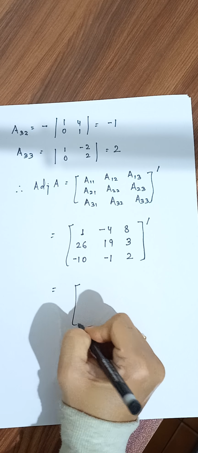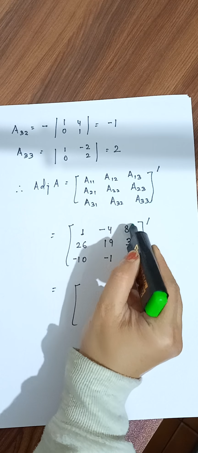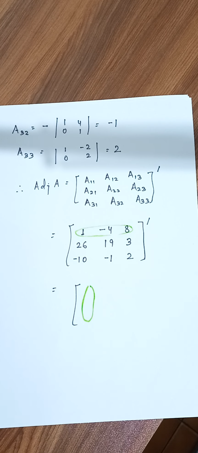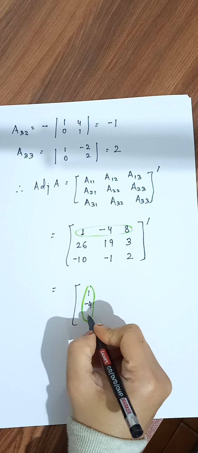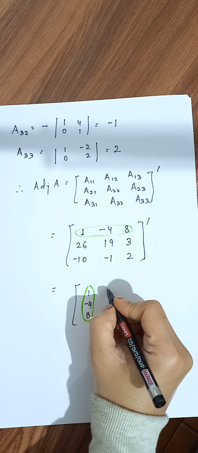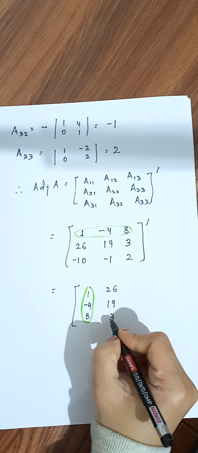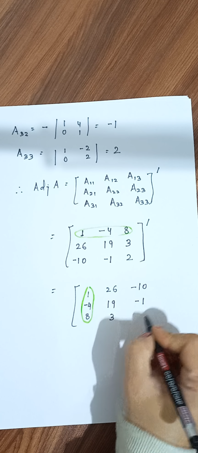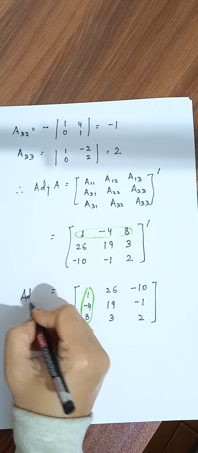Okay, so transpose again the same. We have to convert this row into column. This row gets converted to this column. Okay, so the values will be 1, -4 and 8. Similarly for the second row, 26, 19 and 3, and the third row, it will convert to the third column, this. So this will be the value of the adjoint of A.